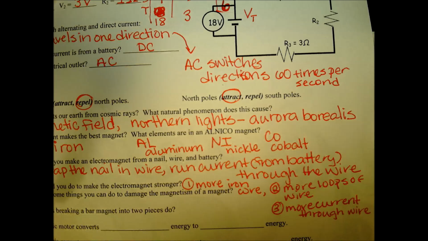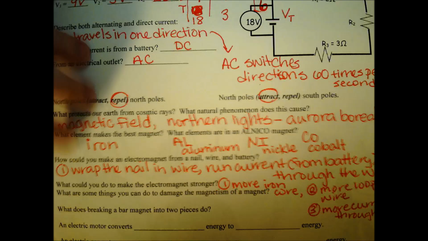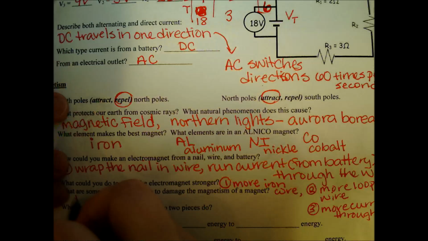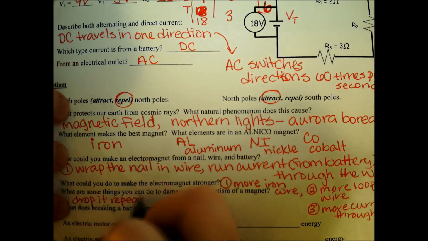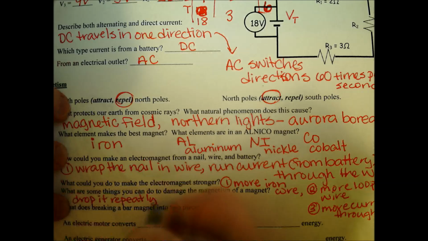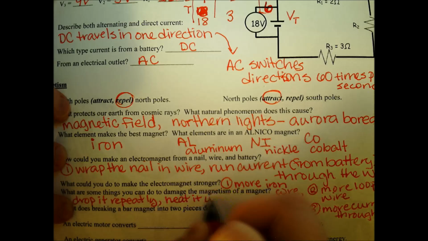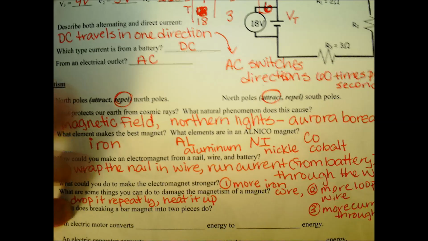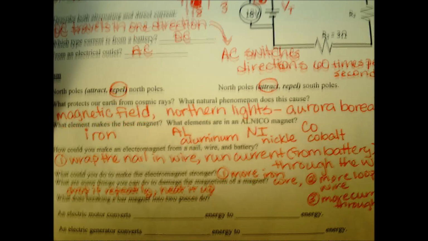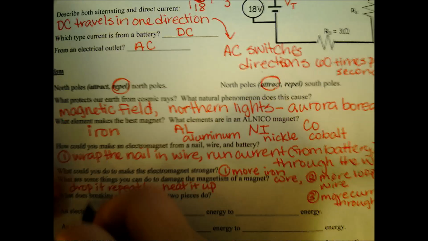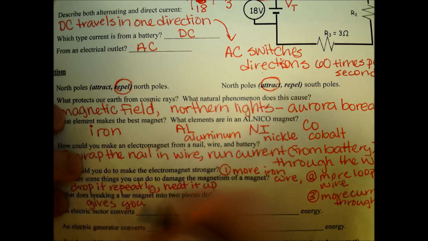Now, what are some things you could do to damage the magnetism of a magnet? You cannot cut it in half. That does not work. You could drop it repeatedly. This would have to be seriously a lot of times. And you could heat it up. You have to be heating it very hot. What does breaking a bar magnet into two pieces do? It does not decrease the magnet. It gives you two magnets.